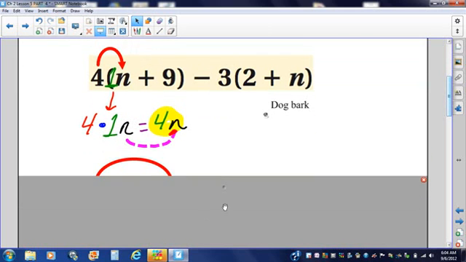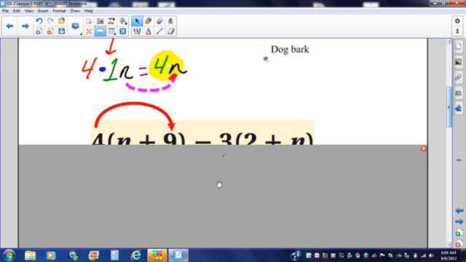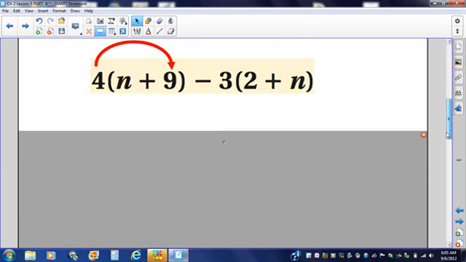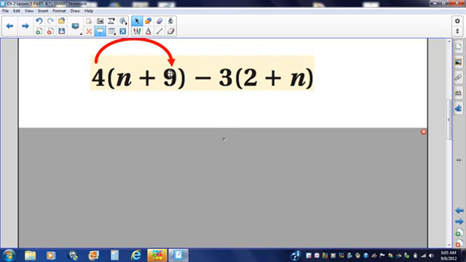Okay, just doing the problem step by step. The next thing I'm going to do is distribute the 4 with the 9. Distributive property. So I have 4 times 9. That's going to give me 36. I'm going to highlight that because I'm going to come back to it here in a second.